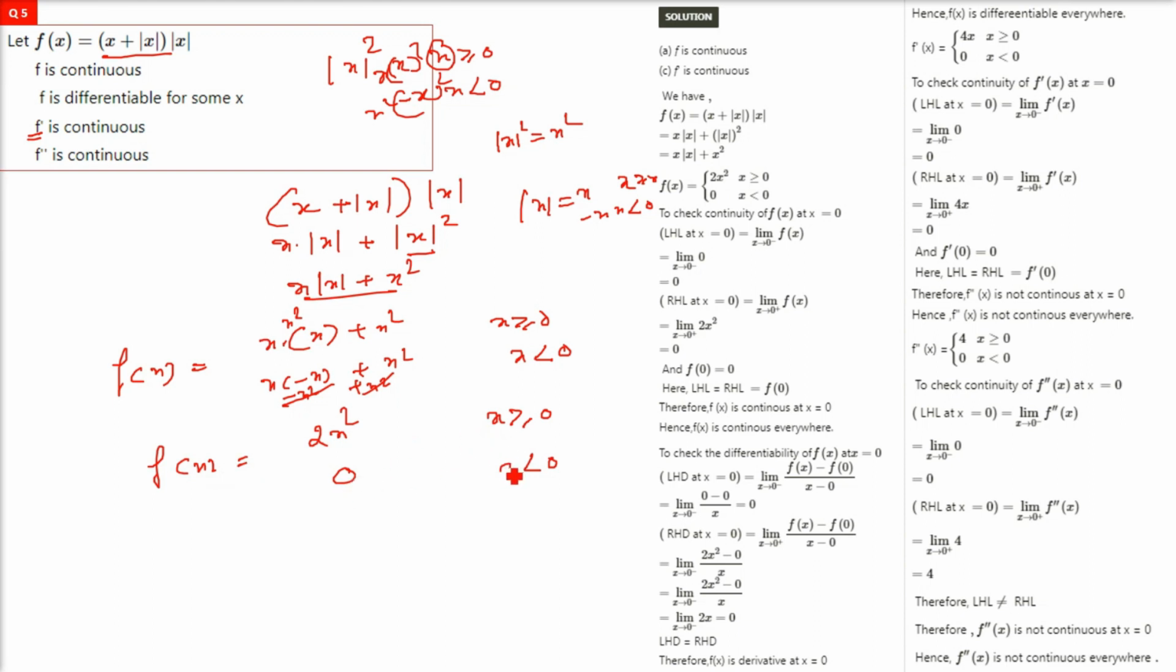Please remember, we have to do the f dash, we have to do the f double dash also. That is double differentiation we have to do. 1, 2, 3, 3 steps we have to go. So this function I am going to use again. I am just clearing it. So then we'll start with the continuity of all these.